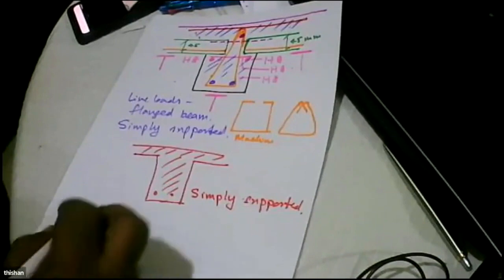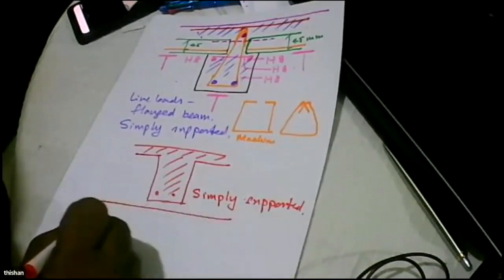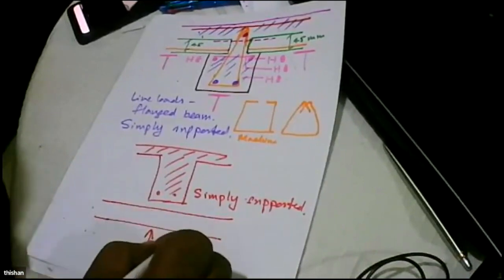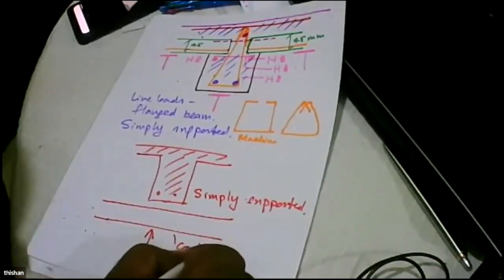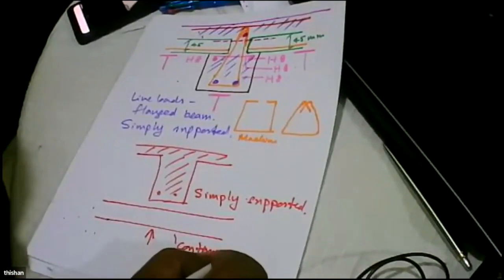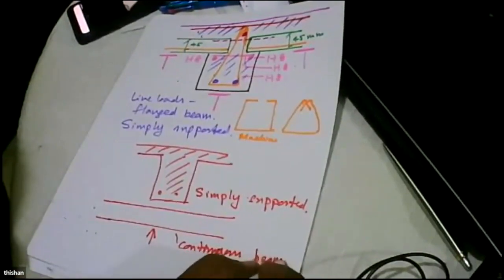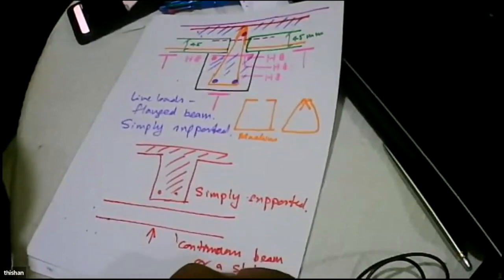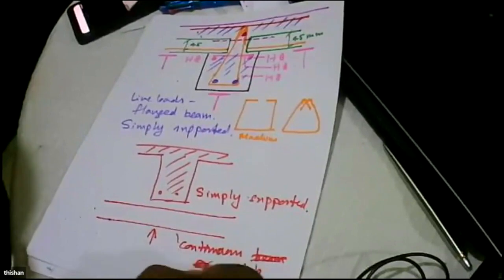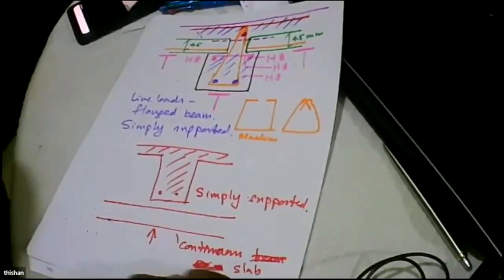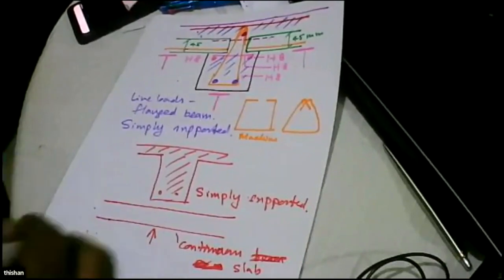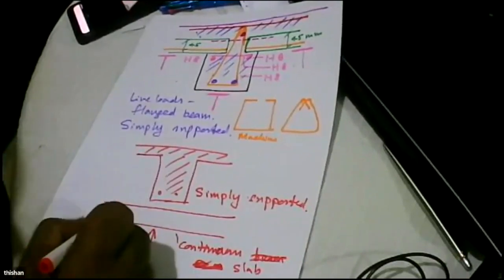Then the slab bears as a continuous slab. So basically it's like a beam behavior, but it's a continuous slab of 90 millimeter thickness.